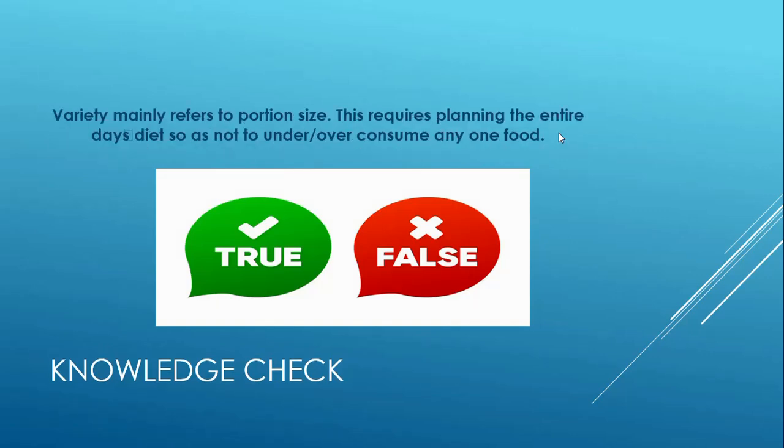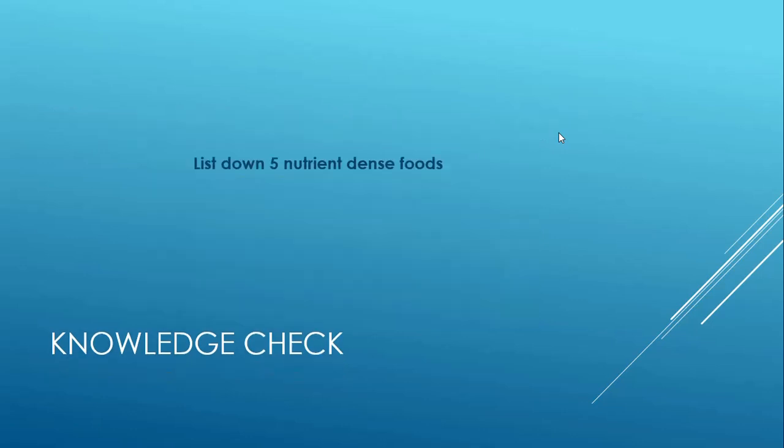And then the next statement says that variety refers to portion size. Is that true or is it false? That is false. Just as we've said a while ago, variety means that you're choosing different foods from the same food group. And that marks the end of our lesson today. Any question?